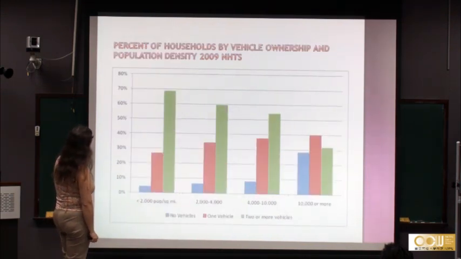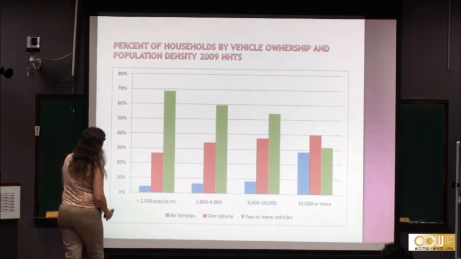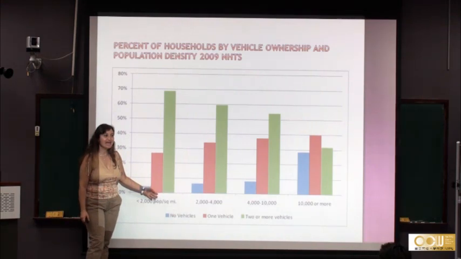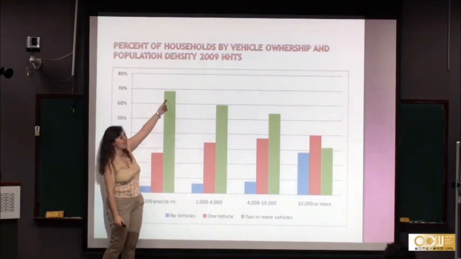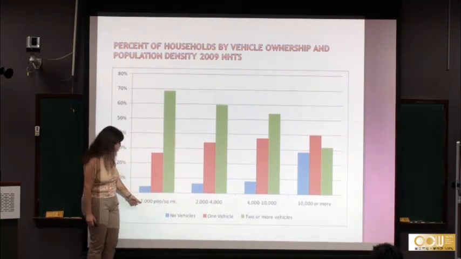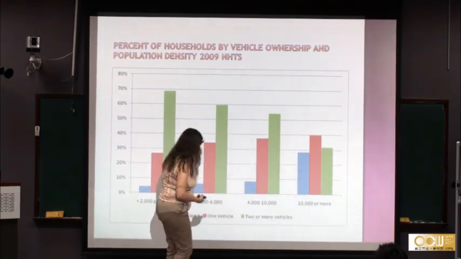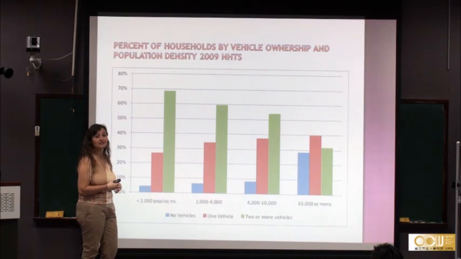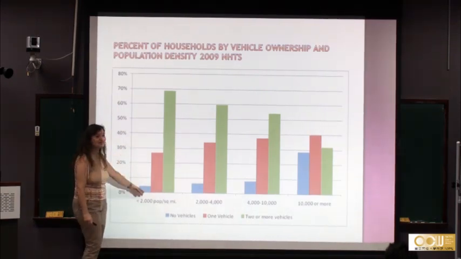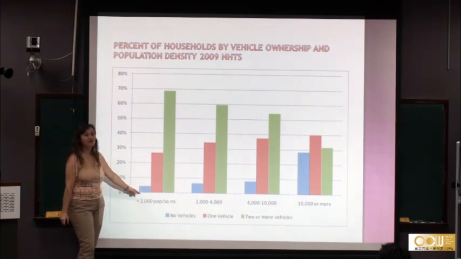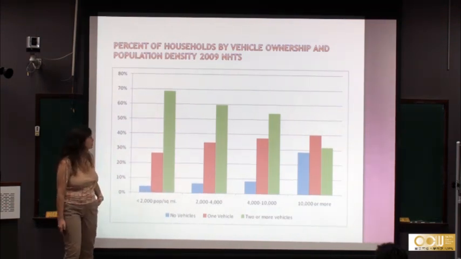This is travel, vehicle ownership, and population density. So this is density. What is this? Oh. So it means that the more dense, so you see that very low density places have very high vehicle ownership rates, right? So this is low density, and this is high density. In high density, there are many more people with no cars and with one or two cars, while in the very dispersed areas, everybody has a car, right? So this is density and car ownership.